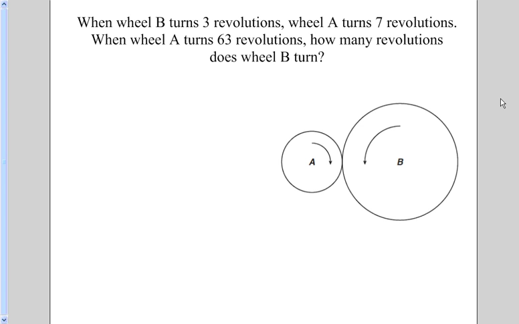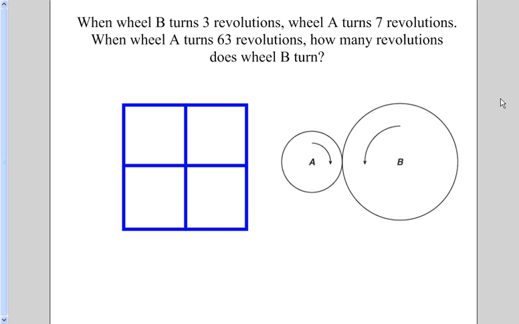These kinds of questions can be confusing unless we set up a proportion table to help us organize our data. Here we're looking at the two different variables on the left-hand side, wheel A and wheel B. We're going to create a ratio of those two, and we're going to find the number of revolutions for wheel B. So we'll put down "number" in the upper right-hand column.